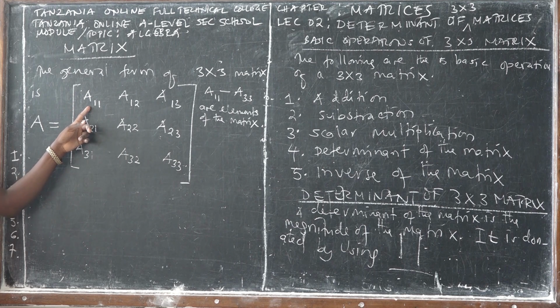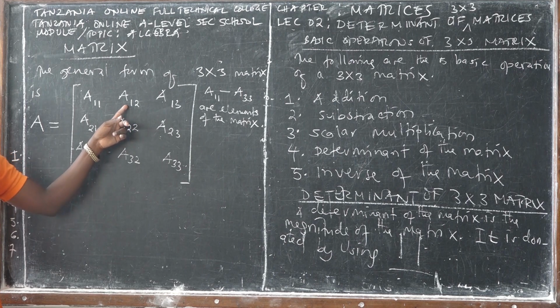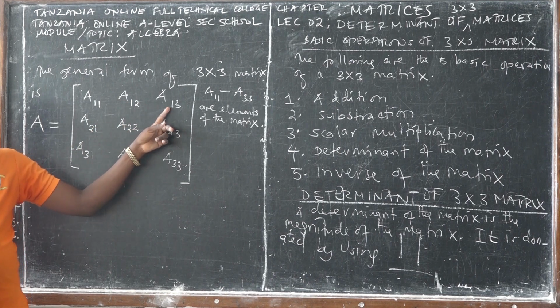Represent what? The number of rows. So this is the first row. This is the first row. That's why we have number 1. And this one is still row number 1. Right? Yes. This one is row number 1.